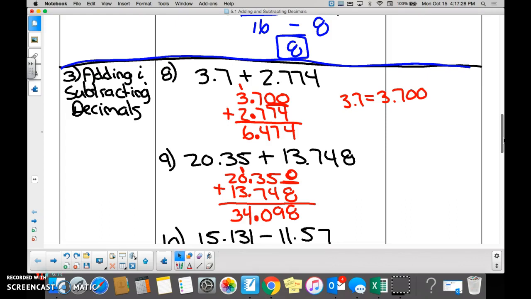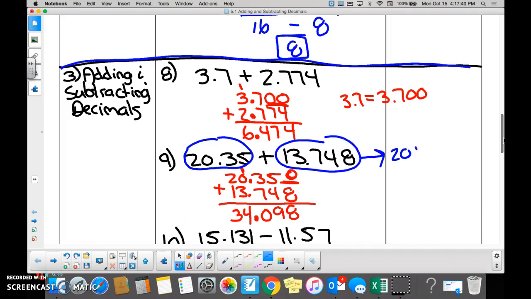Just to be sure that I'm on the right track, I should have done this with number 8. I didn't. But just to be sure I'm on the right track, I can just do a quick estimate. 20 and 35 hundredths is approximately 20. 13 and 748 thousandths is approximately 14. 20 plus 14 is 34. My answer is really close to the answer of 34, so I must be on the right track.